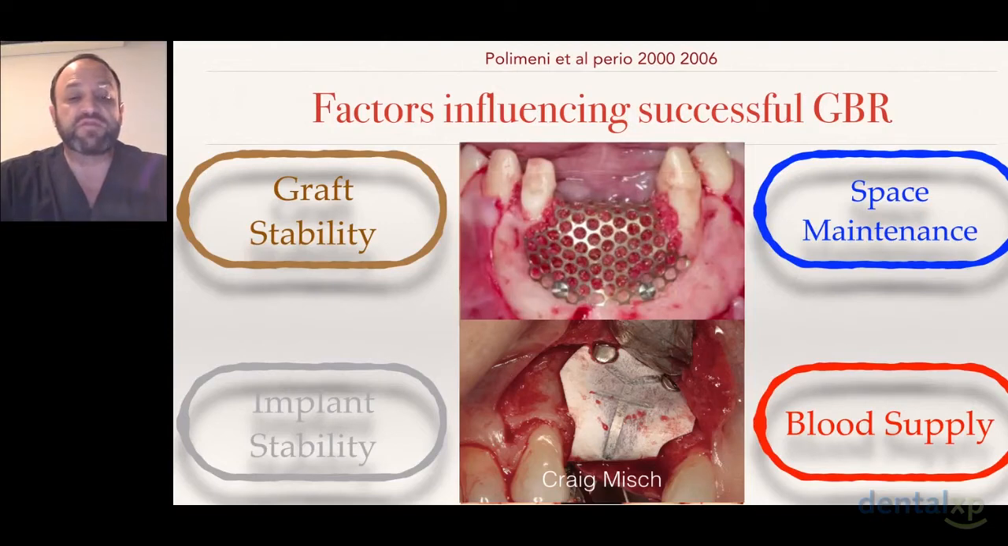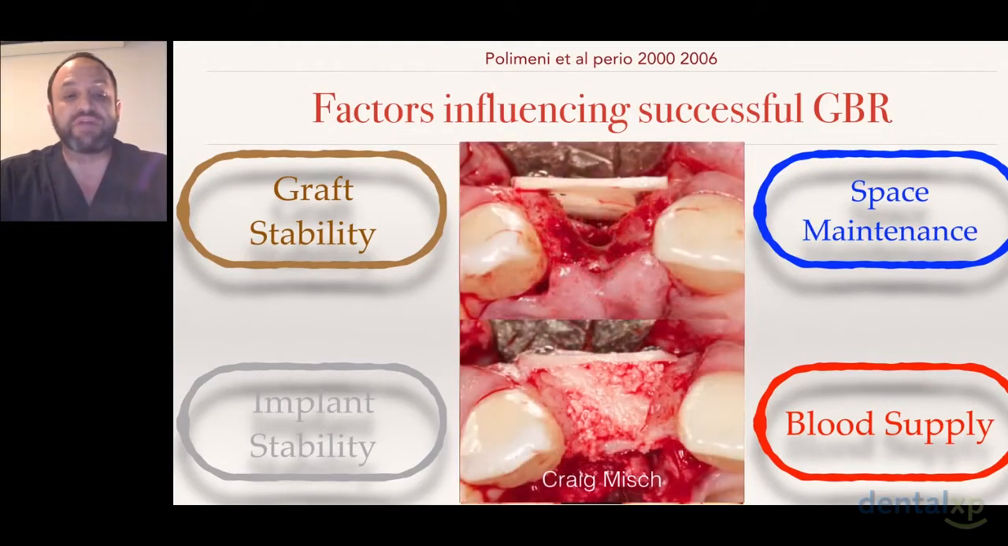The other type of technique, of course, is autogenous bone, which is one of my favorites. And here's one of my cases, which shows you the autogenous bone blocks that we use. And this obviously is phenomenal because, number one, it's the patient's own bone.